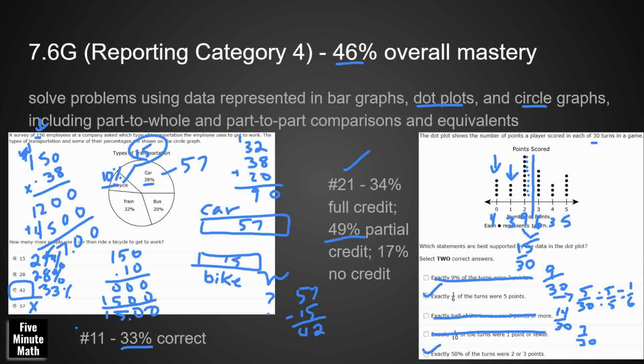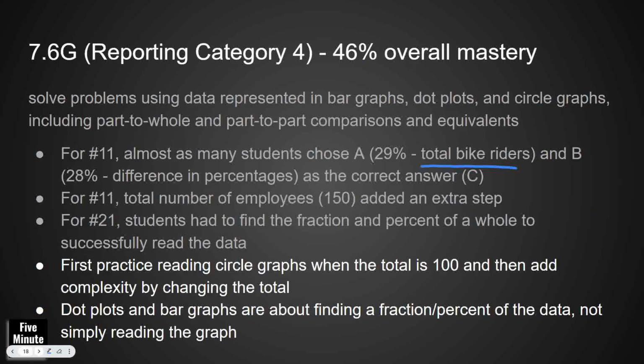So there were some partial attempts at this problem, but it probably was a little bit too difficult, and students just kind of guessed. And then having to add that 150 employees and take your percentages from the 150 rather than just giving the numbers straight in the circle graph, that added an extra step, especially because it wasn't out of 100. And then for 21, what they had to do is find the fraction and percent of whole to successfully read the data. But once they realized it was out of 30 and they just took fraction of the whole or percent of the whole, they were able to access that.